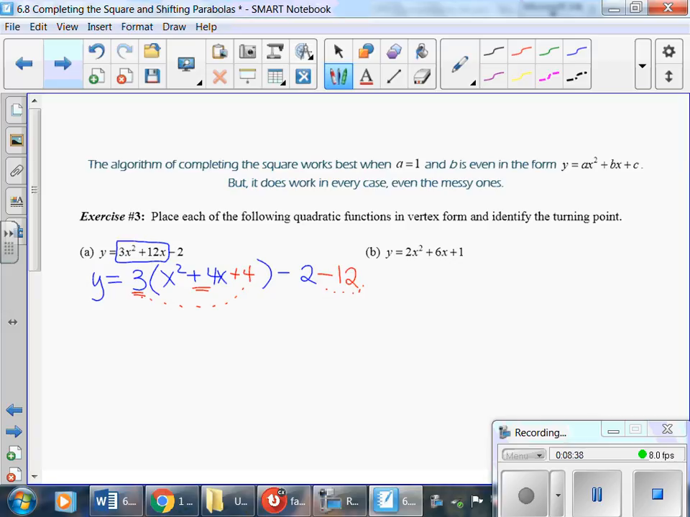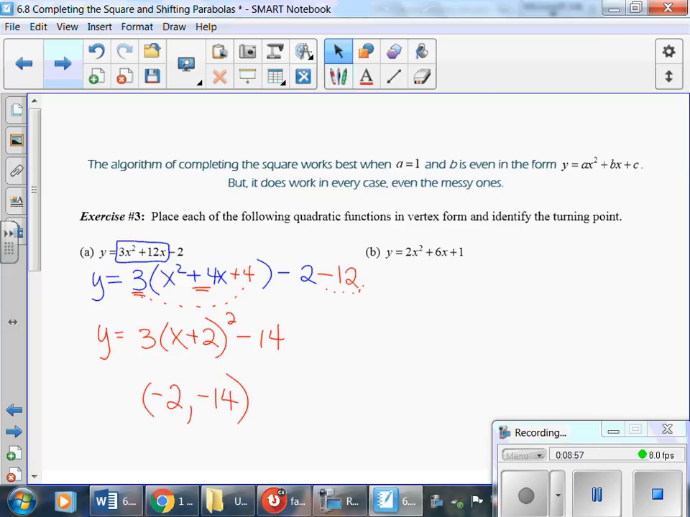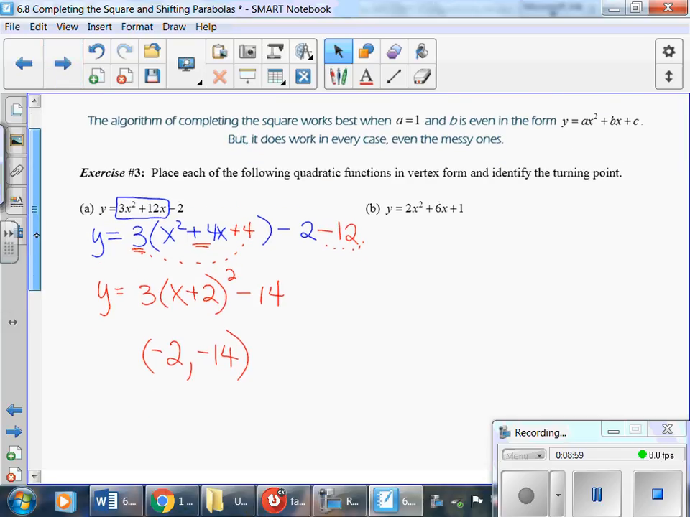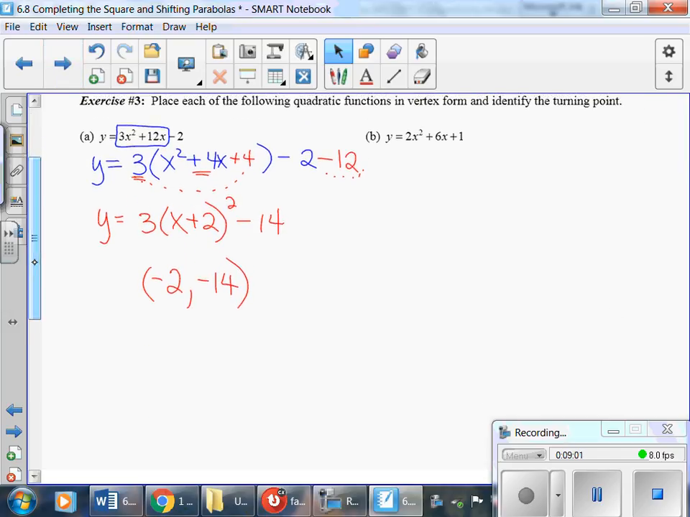So what does this turn out to be? y equals 3 parentheses, take half of it, x plus 2 squared minus 14. So what's the turning point? Remember, we change the sign on the x, we don't change the sign on the y. I'm just going to slide this up a little bit before we move on to B.